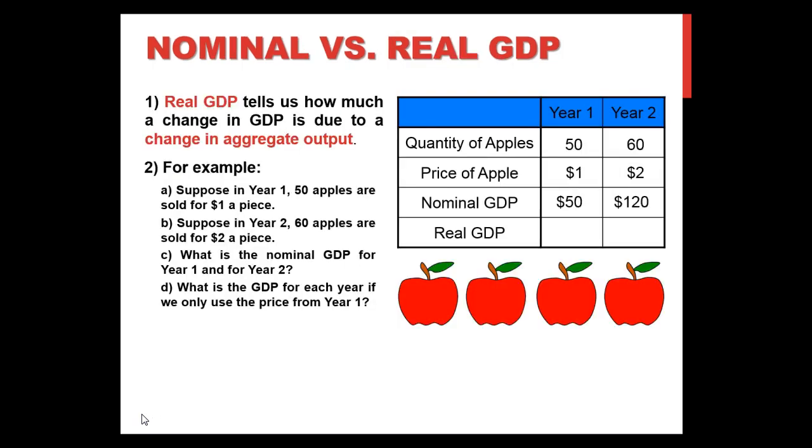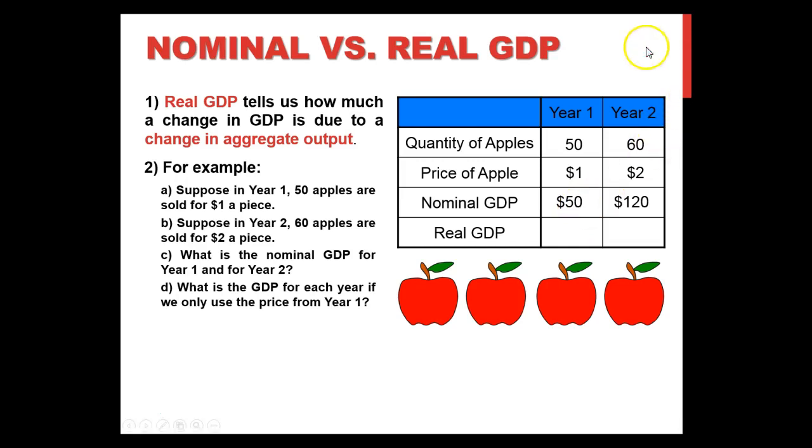So here's an example of nominal versus real and how those numbers may differ and why they're important. Real GDP is telling us how much a change in GDP is caused by the change in the actual output. So we're going to hold prices constant and just let quantity change to see if we're producing more goods than we were before. So in this example, in year one, nominal GDP is $50 because we made 50 apples and they were $1 per apple. So our nominal GDP was $50. It would cost $50 to buy those 50 apples.